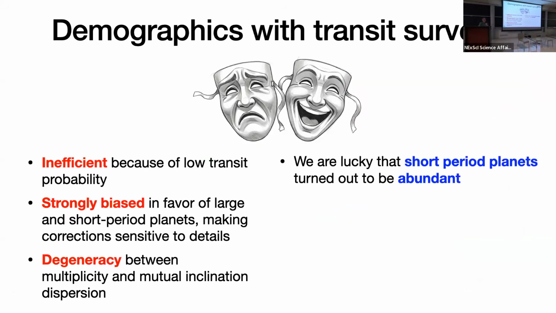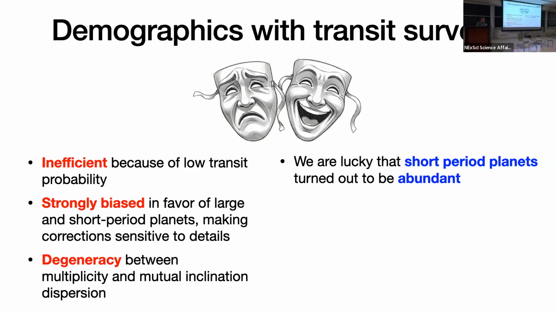First of all, we are very lucky that short period planets turned out to be abundant, because those are the ones that can be readily detected by transit as well as Doppler surveys. This is a sentiment that our first speaker, Didier Queloz, expressed, and I fully agree. We gained decades in our advancement of knowledge about exoplanets due to this lucky break.